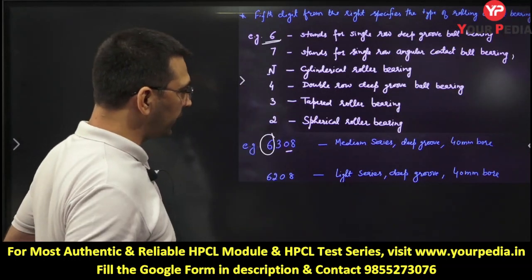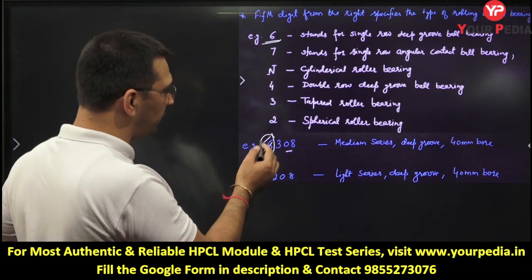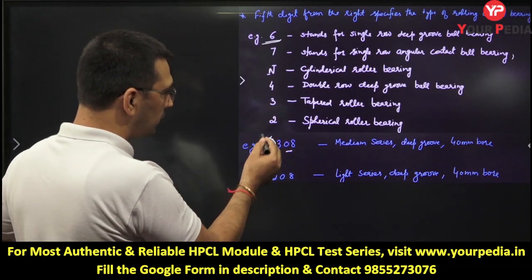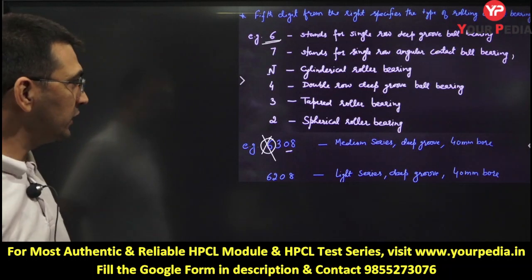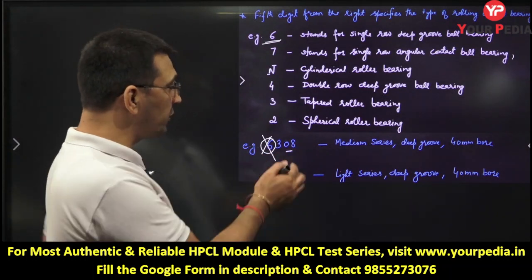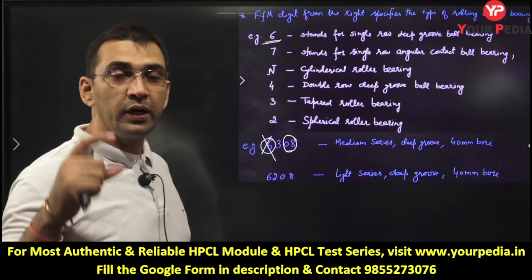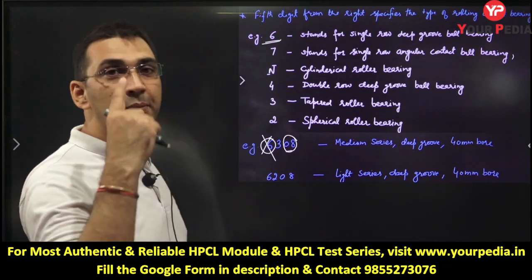Deep groove ball bearing hai, cylindrical roller bearing hai. Sometimes this also he may omit. Let's say this is also omitted. Then what is your interpretation? 308 hi likha hai usne. What is your interpretation? Again, you have to keep it in mind ki do digit last ke to aapne jo hai width usko jo hai wo kya uske bore diameter ke liye lene hi lene hain.